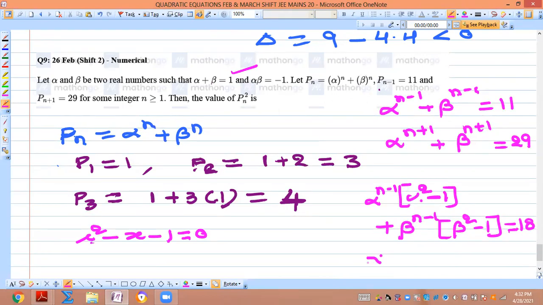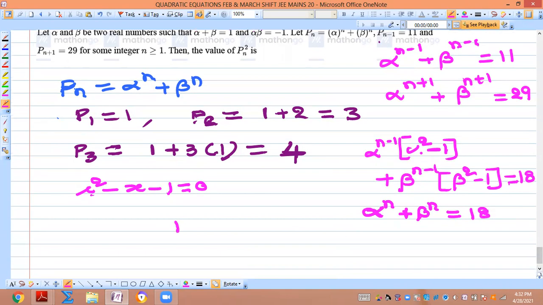So it's nothing but alpha power n plus beta power n is equals to 18. This is nothing but Pn. So Pn is 18. Then what is its square? The answer will be 324.